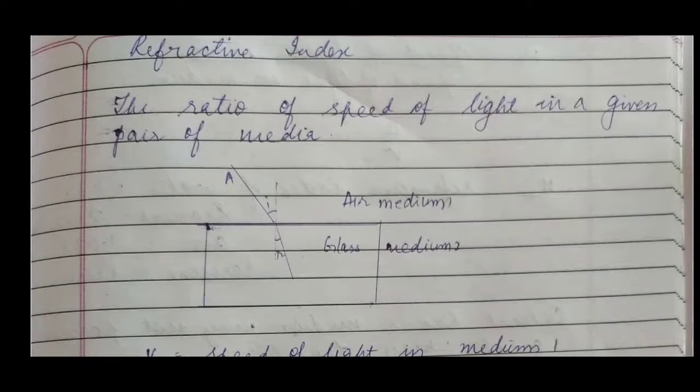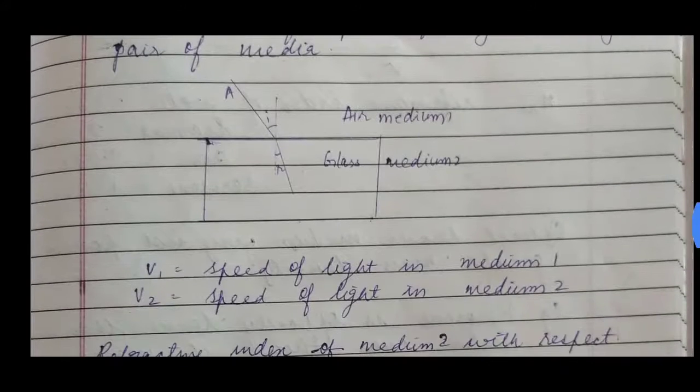Now, a ray of light changes direction in another medium. We can say that the extent of change when the ray of light changes its direction from medium 1 to medium 2 is called the refractive index. This is a figure in which the upper one is the air medium and the lower one is the glass medium. The ray of light is coming in the air medium, with the angle of incidence and angle of refraction. The speed of light in medium 1, the air medium, is V1, and the speed of light in the glass medium is V2.